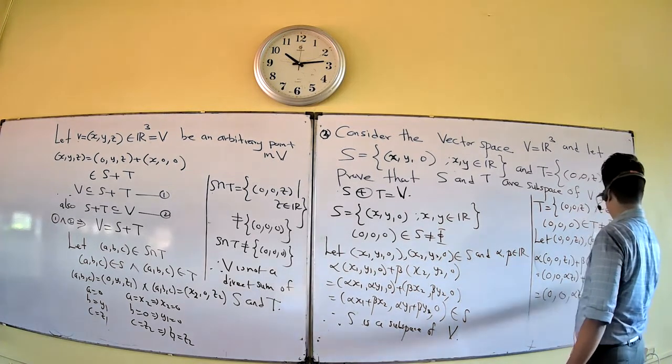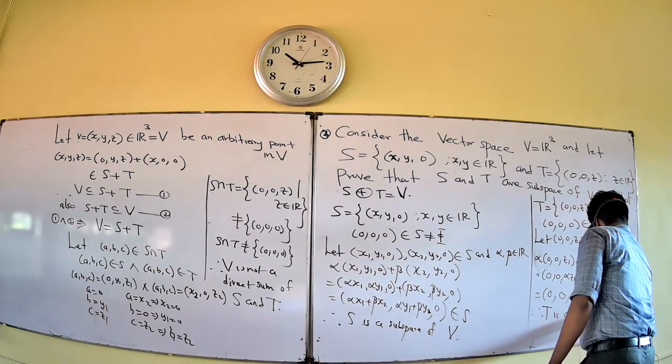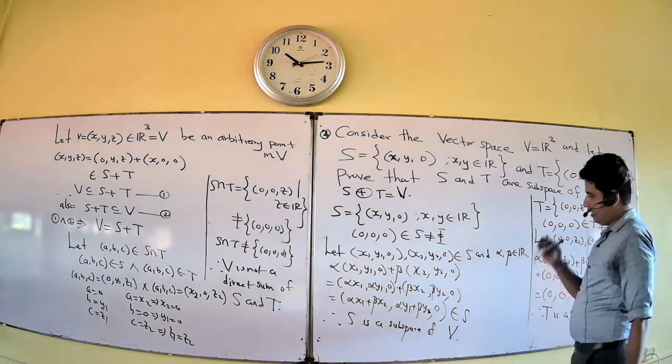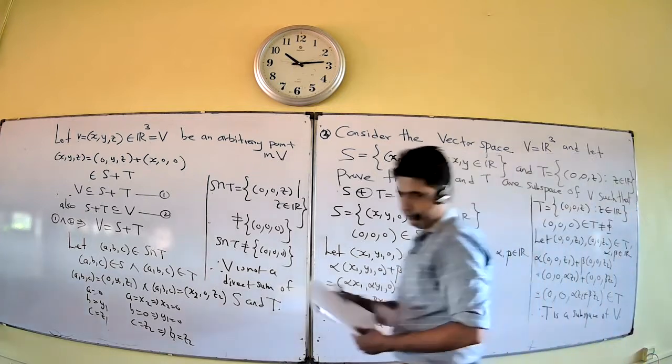Because this element is of the form of T. Therefore, T is a subspace of B. S is a subspace of B. T is also a subspace of B. Okay.